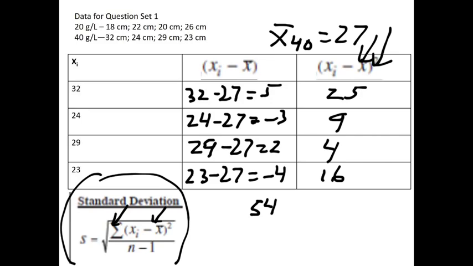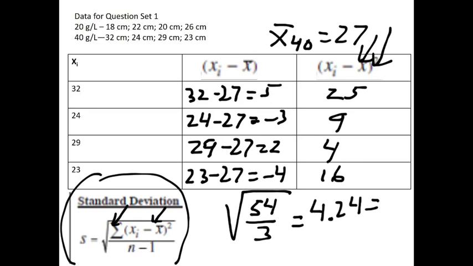We want to divide that by n minus 1. Don't forget, n is the sample size. We had 4 samples, 32, 24, 29, 23. So n minus 1, 4 minus 1, is going to be 3. So we end up with 54 over 3. We can't forget to take the square root of that whole quantity. When you take the square root of 54 over 3, you end up with a standard deviation of 4.24. And that is our S value.